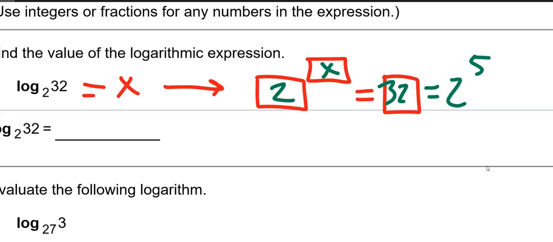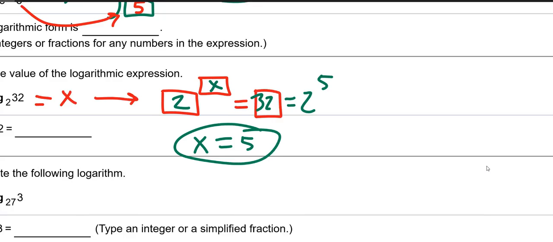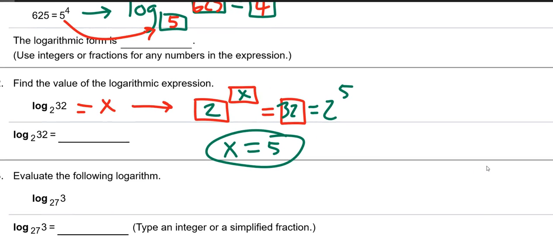Now, if you do it this way, then you're going to have to kind of guess and check until you figure out that 32 is 2 to the 5th, unless you just know that off the top of your head, and you'll tell me that the answer is what? 5.